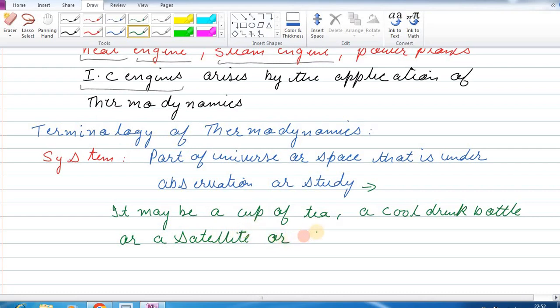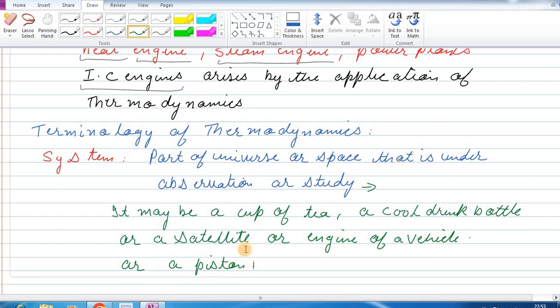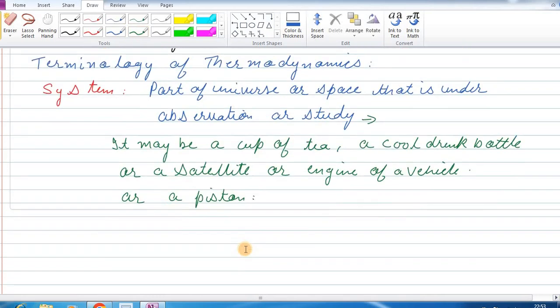or the engine of a vehicle, or a piston, etc. Any part in space, any part in the universe that is under focus, that is under study, will be called a system. And besides the system, the part of the universe that is left is called the surrounding.